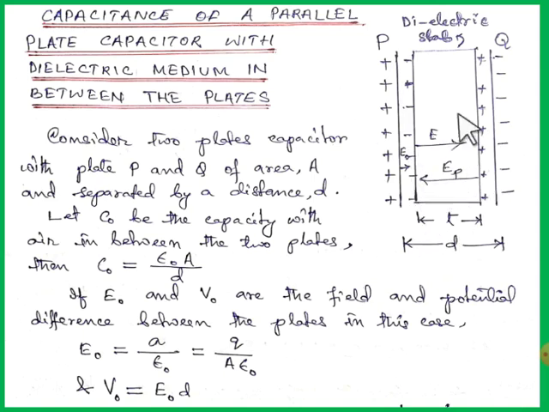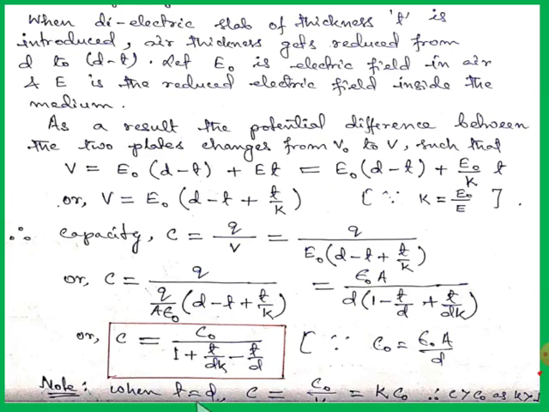So if E naught and V naught are the field and the potential difference between the plates in this case when there is no dielectric medium first, then E naught will be equal to sigma by epsilon naught. This will be equal to Q by A epsilon naught, because sigma is equal to total charge divided by total area, right? So E naught will be equal to Q divided by A epsilon naught, and V naught will be equal to E naught D, right?